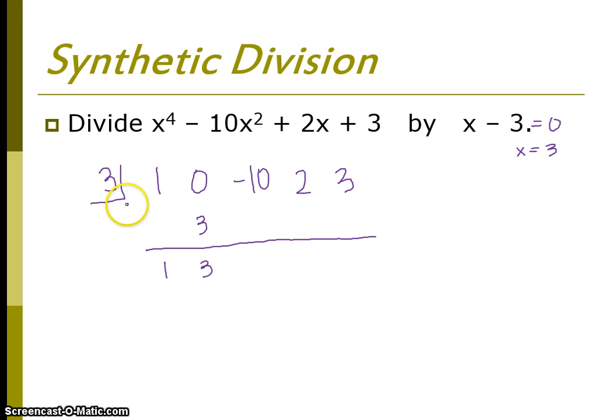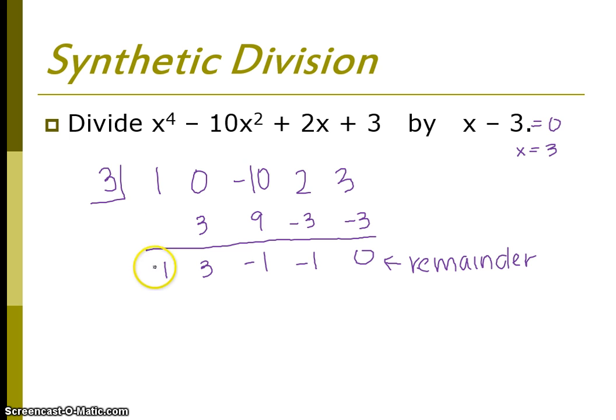Multiply again, the number in the box and the number on the bottom. 3 times 3 is 9. When I add there, I get negative 1. Multiply gives me negative 3. Adding there gives me negative 1. Multiplying gives me negative 3. Adding there gives me 0. This last number is my remainder. And my answer, since I was doing an x to the fourth divided by an x, this is going to be 1x cubed plus 3x squared minus 1x minus 1.